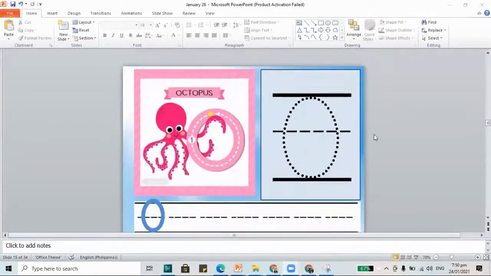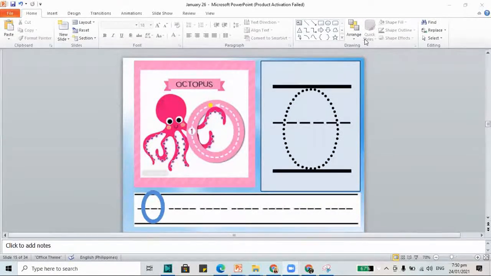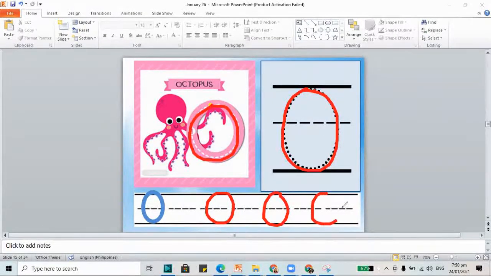Now we have here our capital letter O, and capital O is for the octopus. Go around and around, that's how you make capital O. Around and around, we have our letter O. Around and around. We have our capital letter O, and O is for the octopus.